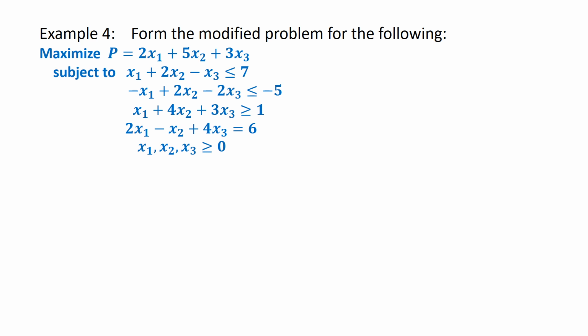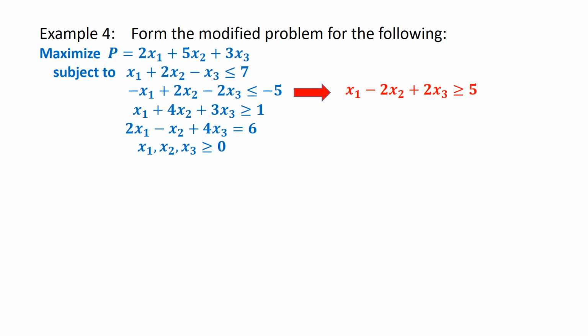Now remember, the only condition for using the big M method is that the number on the right side of the problem constraint has to be non-negative. So in constraint 2, I see that it is less than or equal to negative 5. The first thing I have to do is fix this by multiplying both sides by negative 1. So this changes all of my signs and reverses my inequality symbol. So my new constraint 2 is x1 minus 2x2 plus 2x3 greater than or equal to 5. So that's what I'll use to form the modified problem.